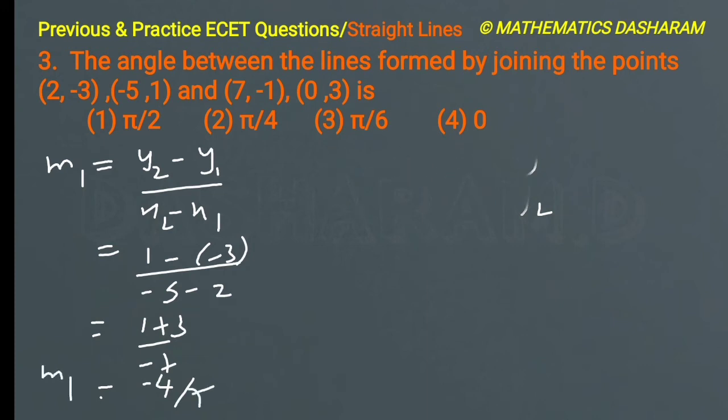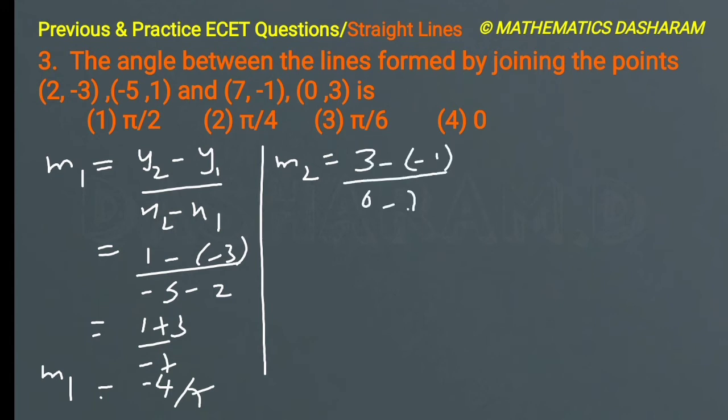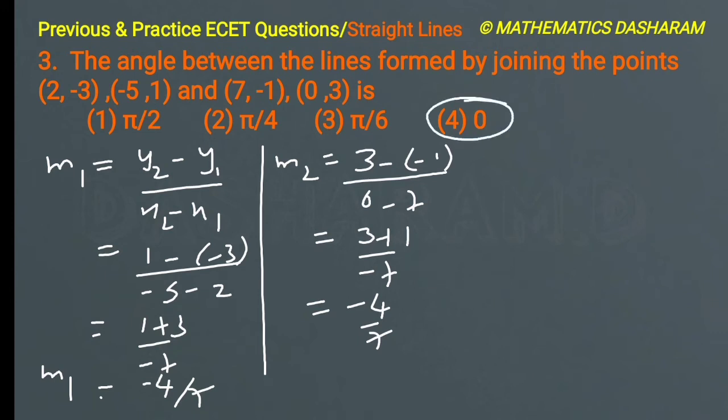Next, m2 for these 2 points. So m2 is y2 minus y1, 3 minus of minus 1, divided by x2 minus x1, 0 minus 7. So 3 plus 1 by minus 7, so minus 4 by 7. Here observe carefully. First straight line slope is minus 4 by 7. Second straight line slope is also minus 4 by 7. So the slopes of the two straight lines are equal. That means they are parallel lines. So the angle between the parallel lines is 0 degrees.